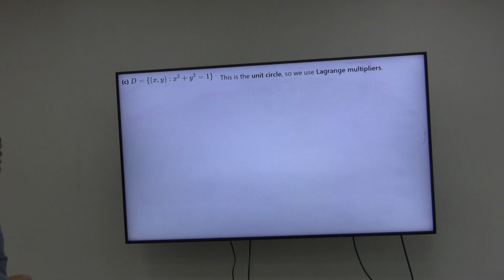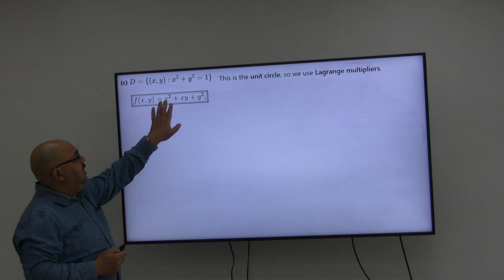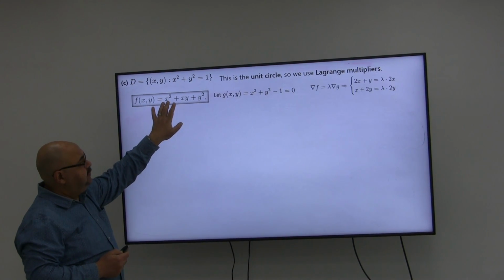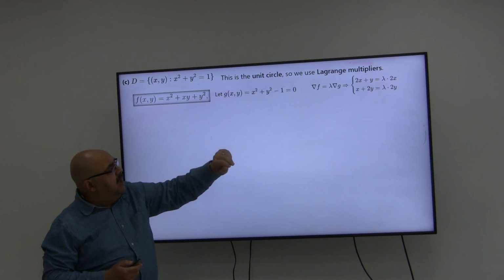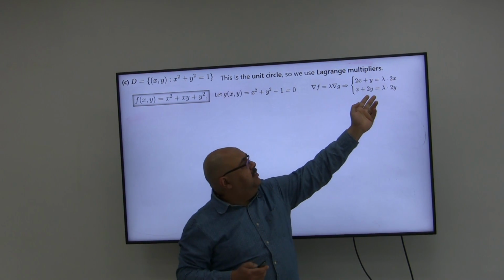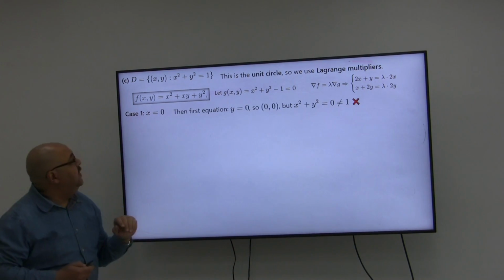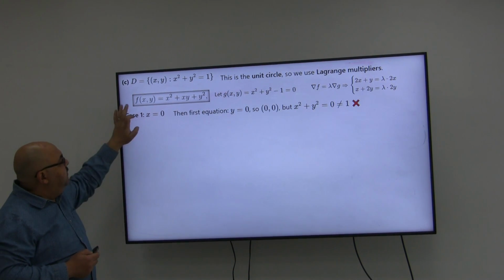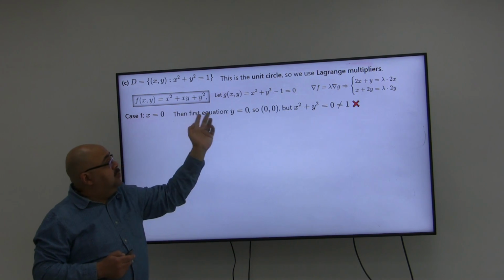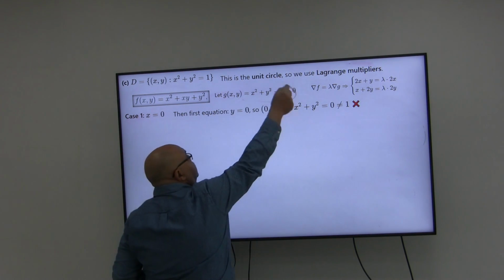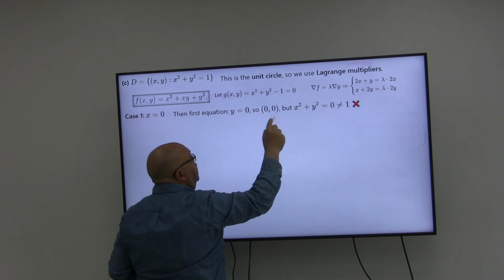So I will start, use the unit circle, Lagrange multiplier, which means I will find the gradient vector of f and get the gradient vector of the constraint, and from both of them, I will equate them. These are the two equations that I will be dealing with, and I will substitute in the constraint. If I consider x equal to 0, y is going to be equal to 0. But if x and y are equal to zeros, this is not going to satisfy the equation. So this point can't be a critical point.